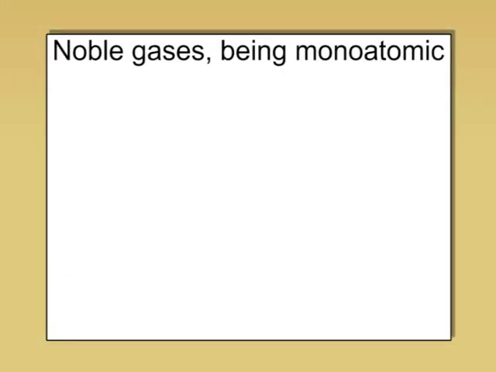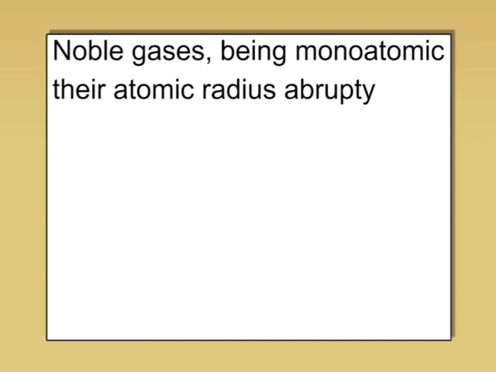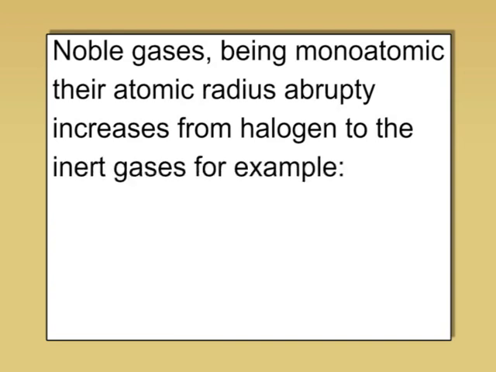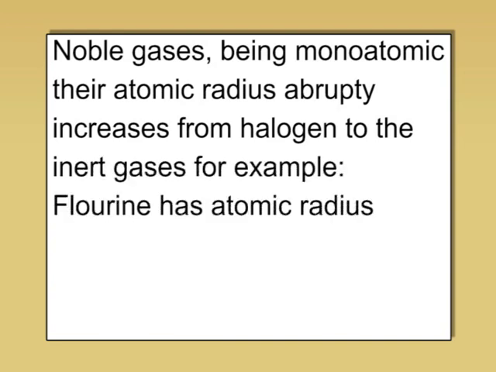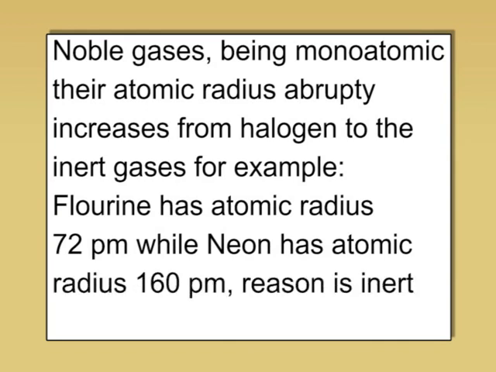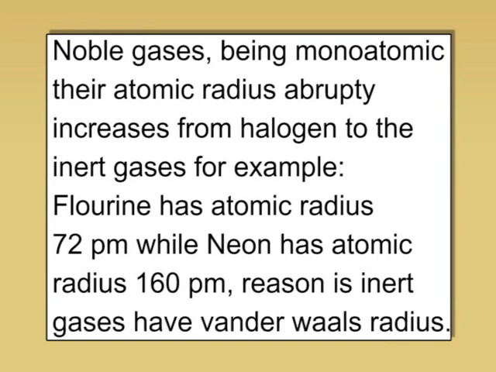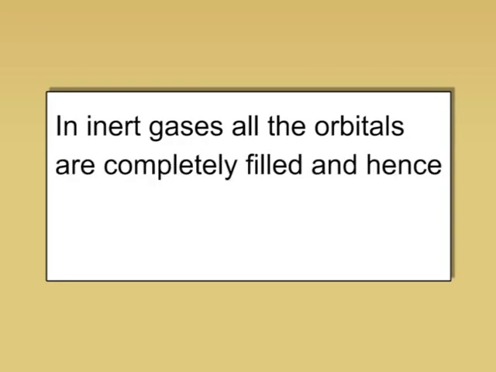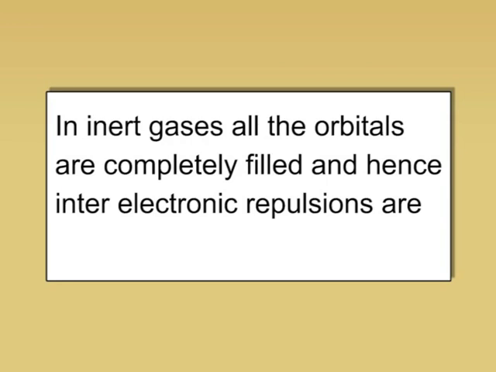Students, noble gases being monoatomic, their atomic radius abruptly increases from halogen to the inert gases. For example, fluorine has atomic radius 72 picometer, while neon has atomic radius 160 picometer. Reason is inert gases have van der Waals radius. Secondly, in inert gases, all the orbitals are completely filled, and hence interelectronic repulsions are maximum.